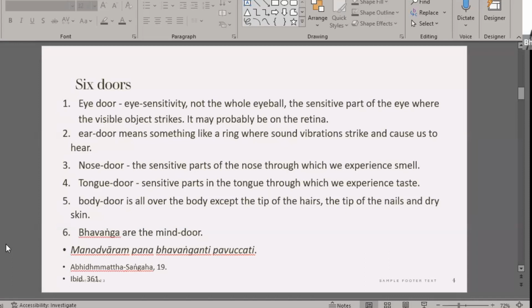Then, the last one, mind door. What is mind door? In Abhidhamma, can you remember Bhavanga Chitta, life continuum consciousness? We have discussed in section 1, regarding functions, how many Bhavanga Chittas? There are 19 Bhavanga Chittas. So these Bhavanga Chittas are the mind door.